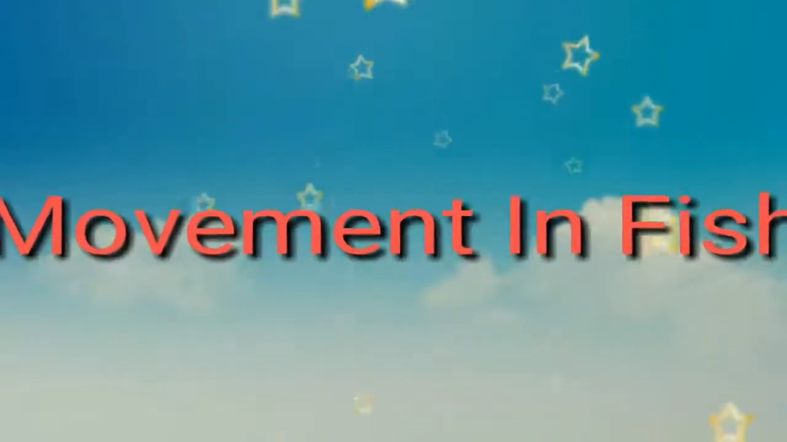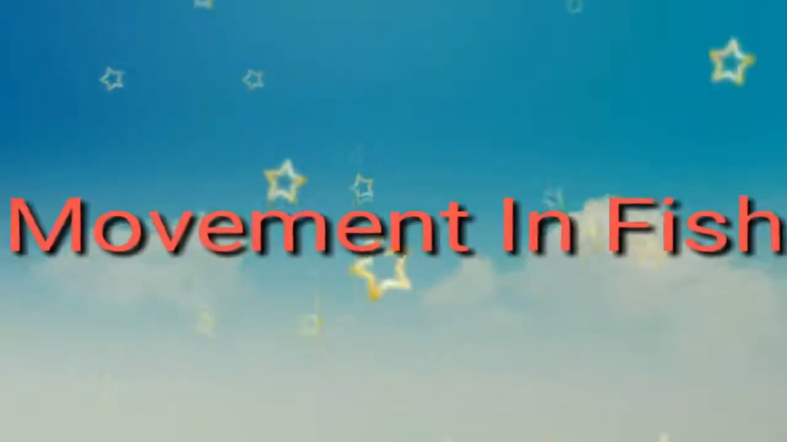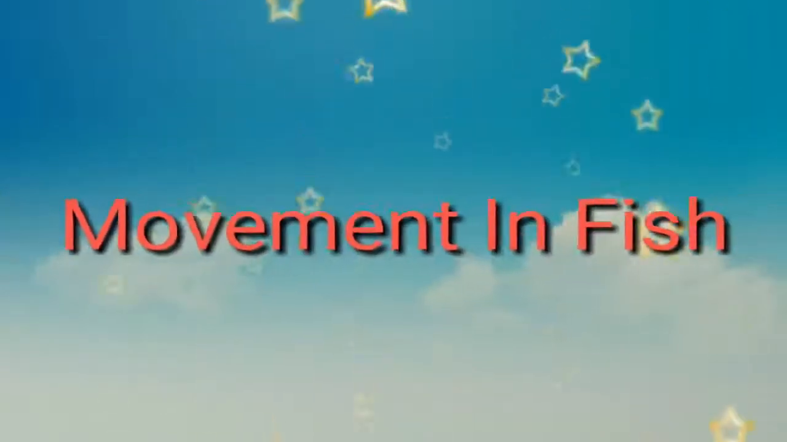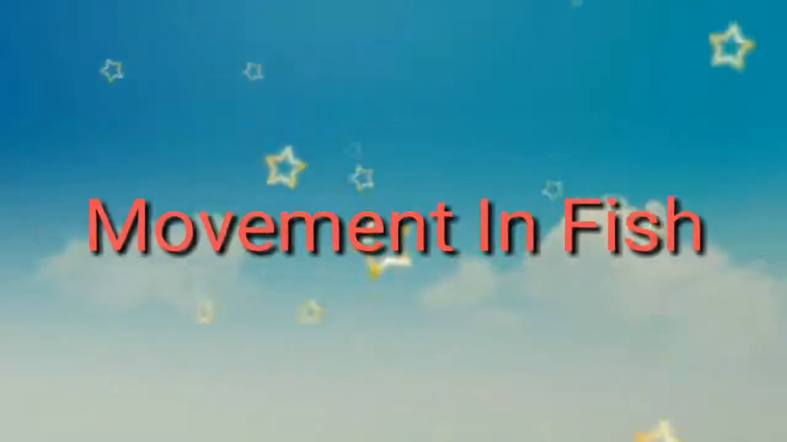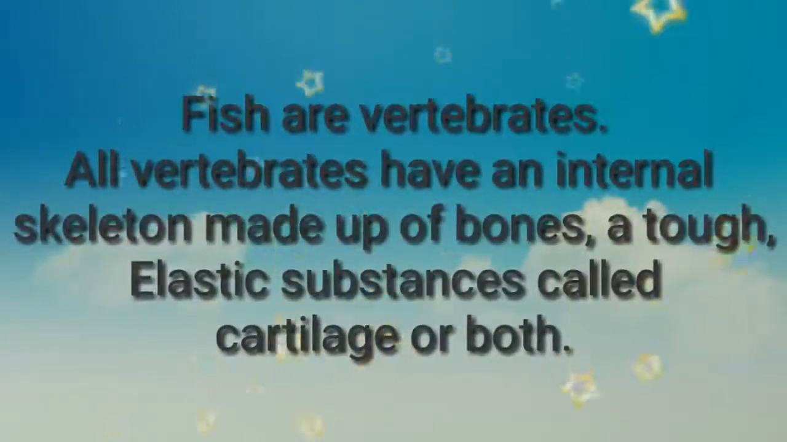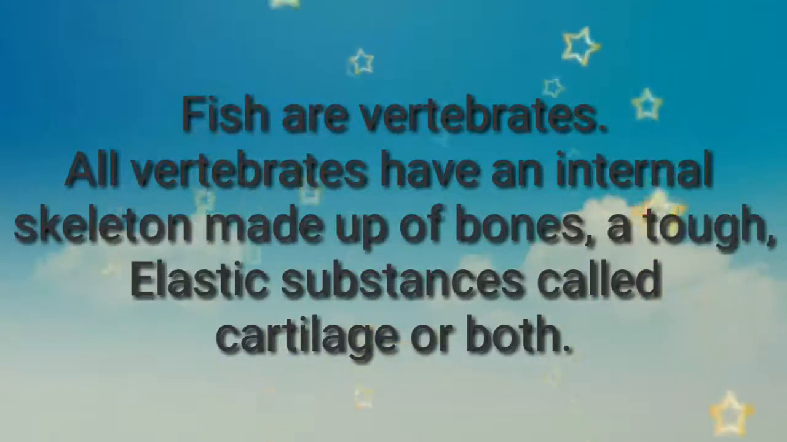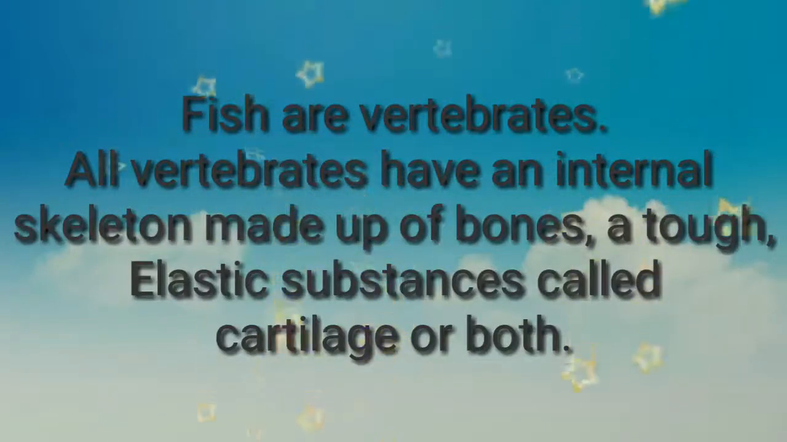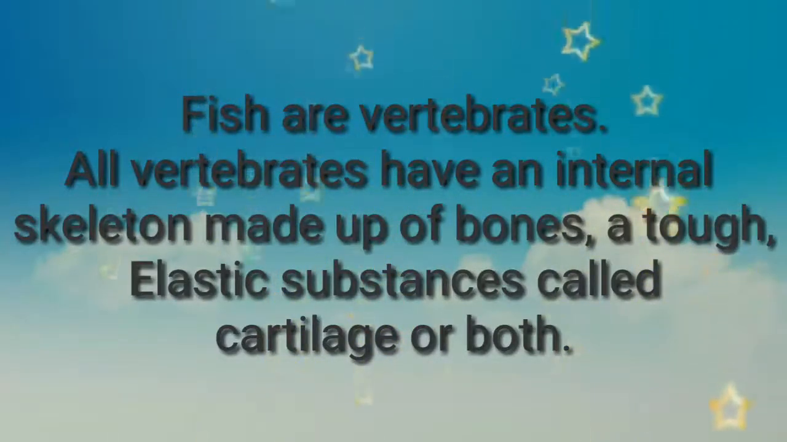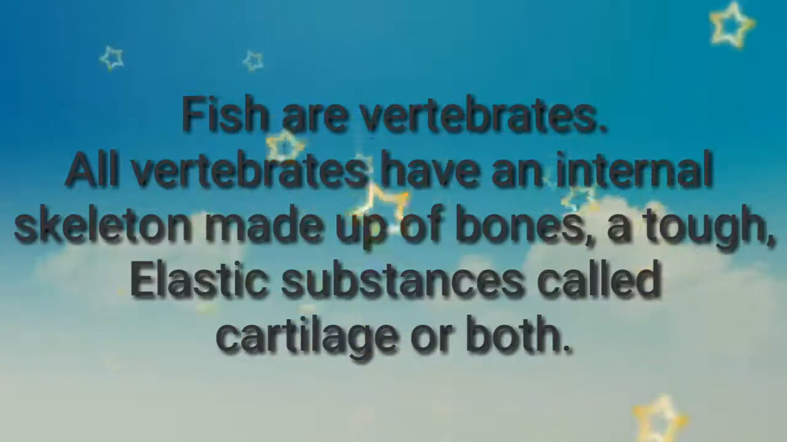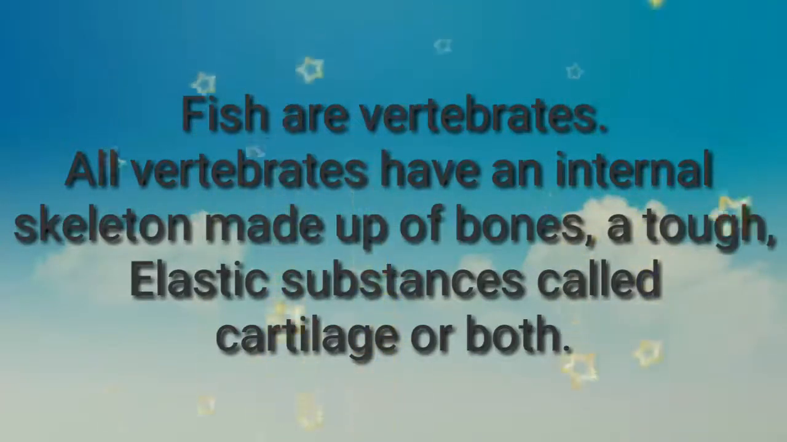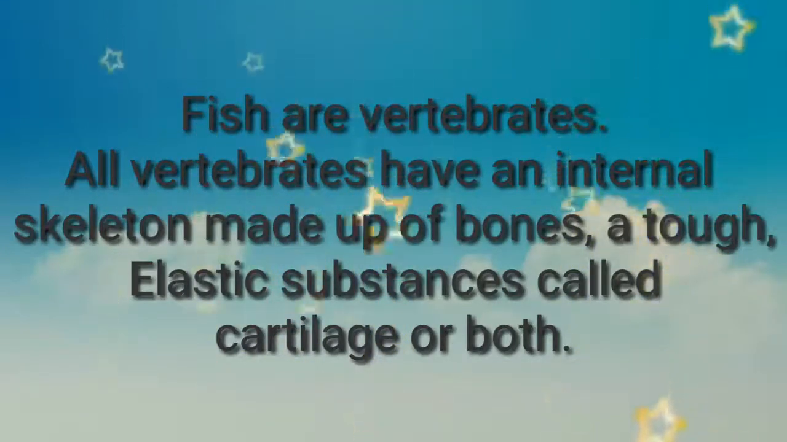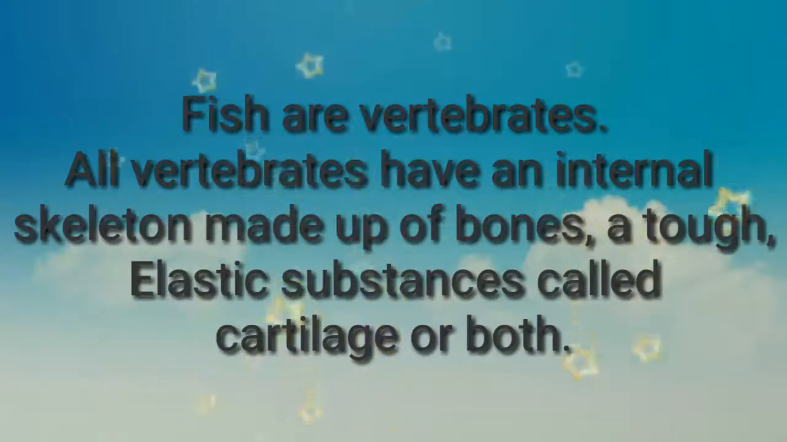Movement in fish. Fish are vertebrate animals. All vertebrate animals have an internal skeleton made up of bones and a tough elastic substance that is called cartilage.